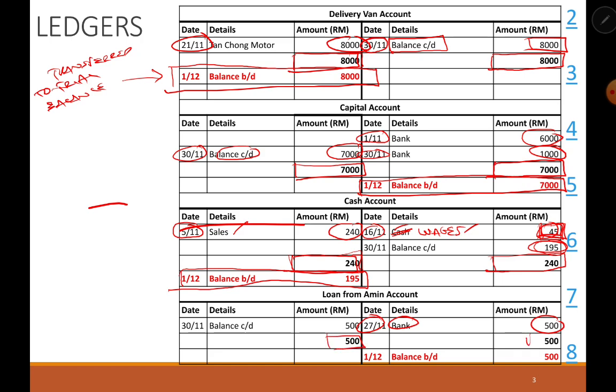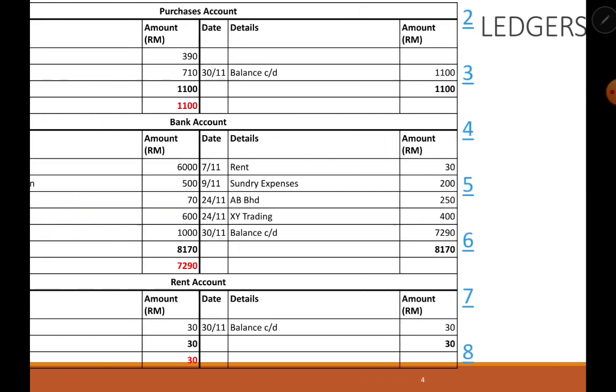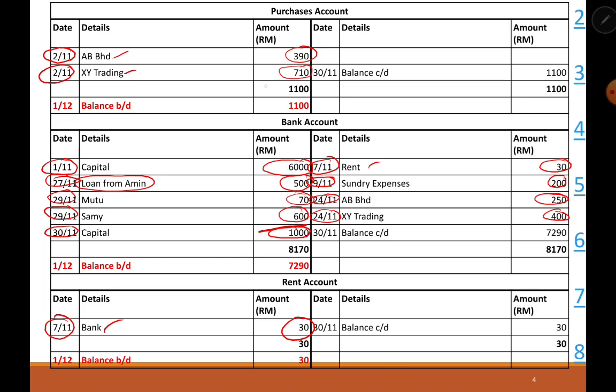Okay, which we get a credit balance as at 1st December, balance brought down 500 ringgit. Okay, for purchases account we do the same. We got a balance carried down of 1,100 ringgit on the credit side. And for the balance brought down, we have a debit balance of 1,100 ringgit.